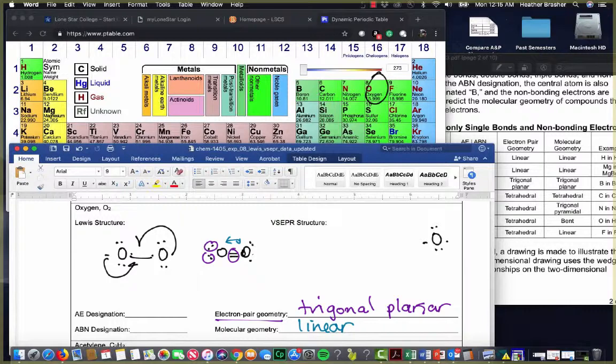And so when you go to draw this structure out, they're straight from each other.